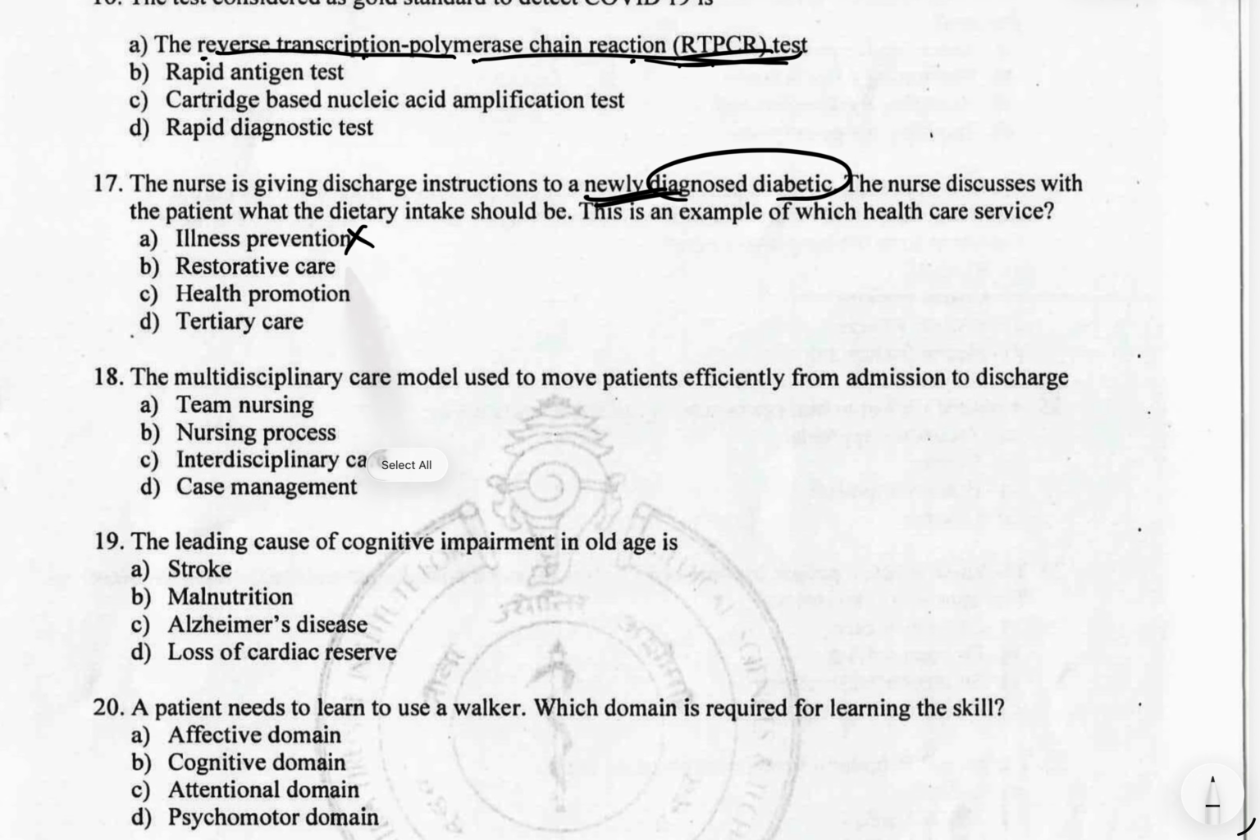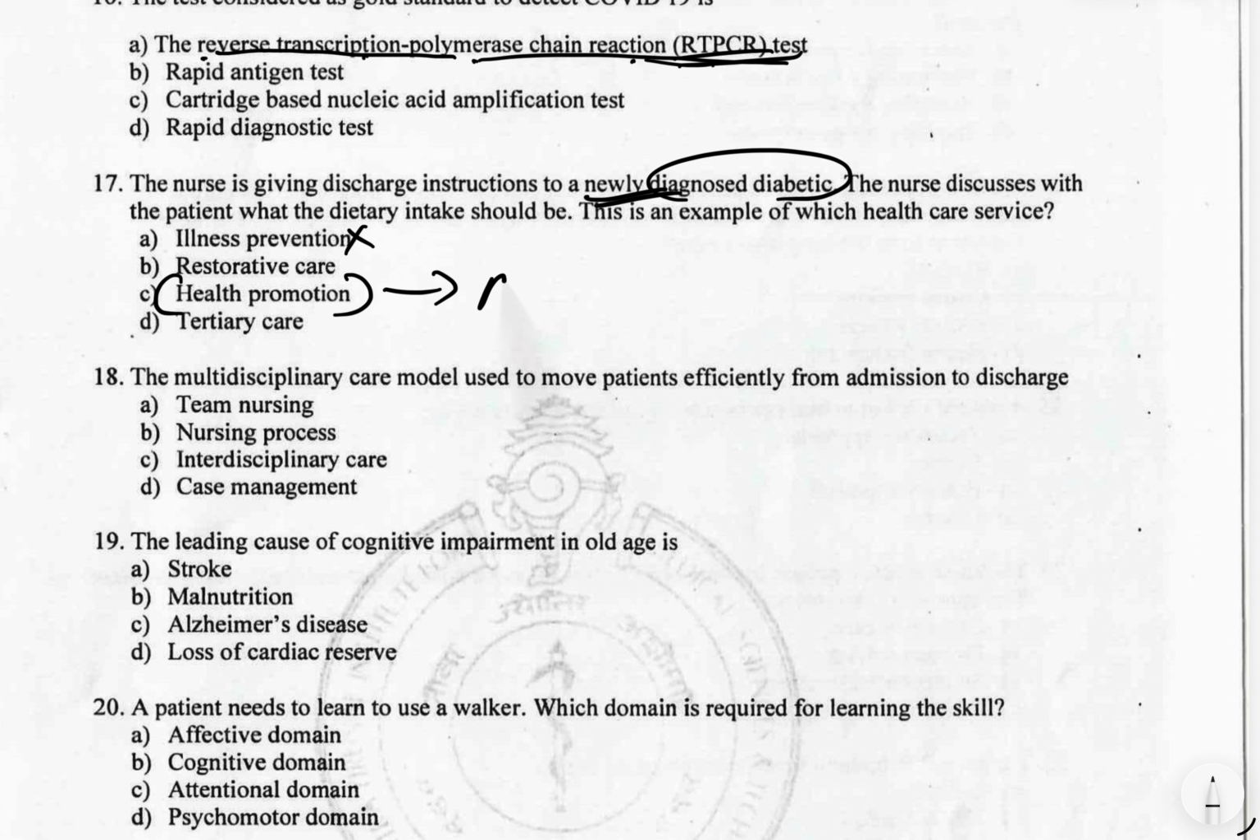Next one is restorative care. So will restorative care come here? No. Because we are not going to restore anything for the patient by providing more dietary intake, or we are not asking the patient to eat more for restoration. But instead, we are asking for a dietary intake which is more suitable for a diabetic patient. Imagine we ask the patient to reduce the carbohydrates and fat and to increase the intake of protein and fiber. So we are not restoring anything. Instead, we are actually promoting the health of the patient.